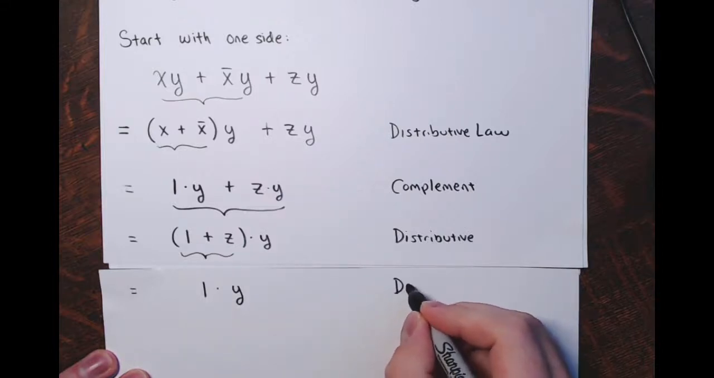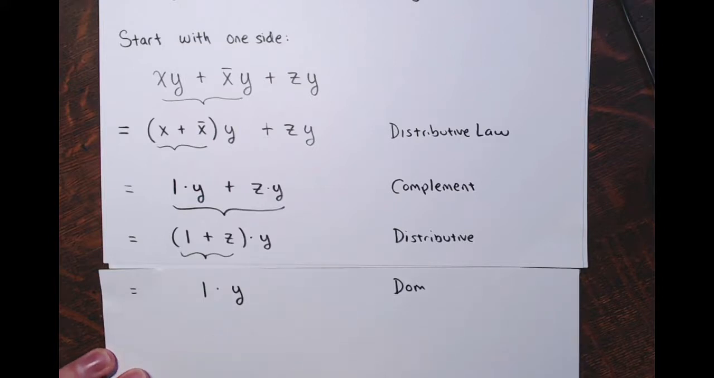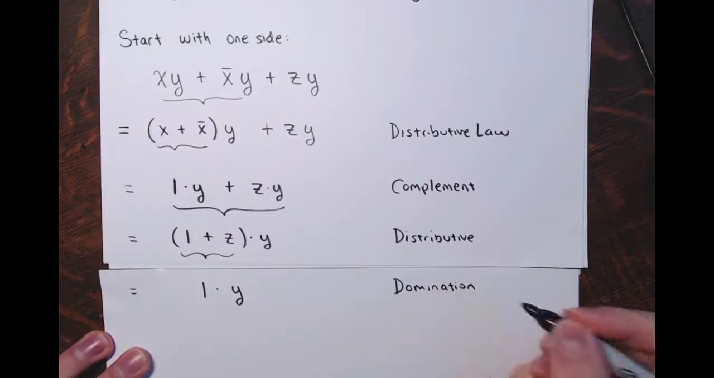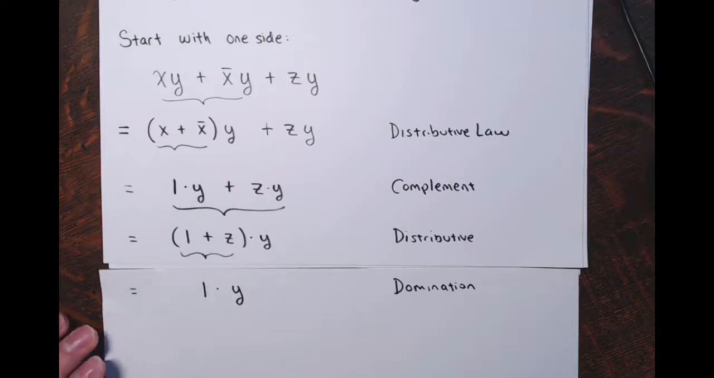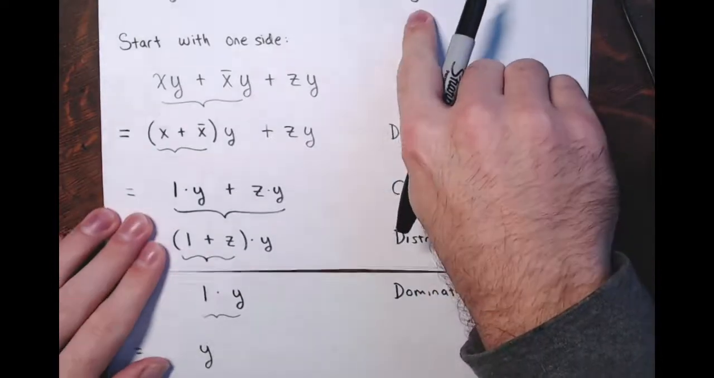And this was, like, 1 dominates an addition, 0 dominates a multiplication, right? Anything times 0 is 0. So this is one of those domination laws. And then finally, anything times 1 is itself, and we get, I want to end with this right side.